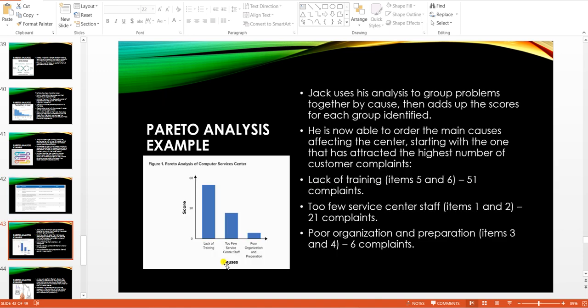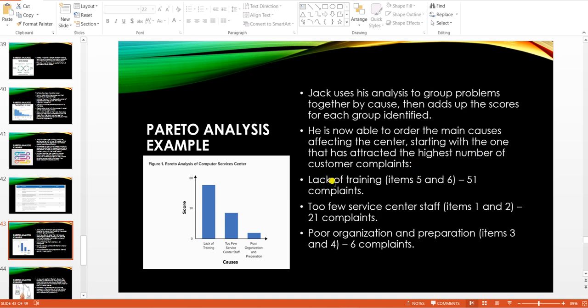So in terms of lack of training, when you combine the items, it will give you a total. Same with the too few service center staff and poor organization and preparation. So we've got the scores and the causes in line with the Pareto analysis technique. So now he is able to order the main causes affecting the center, starting with the one that has attracted the highest number of customer complaints.